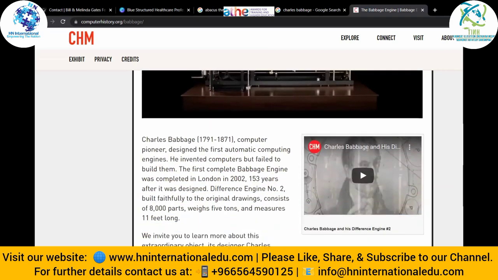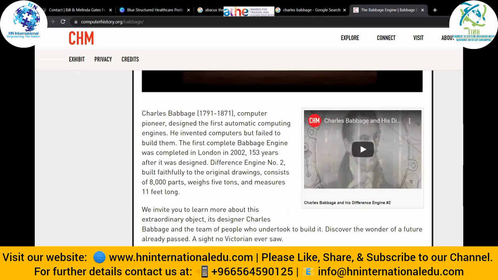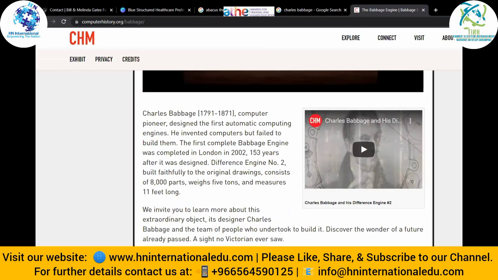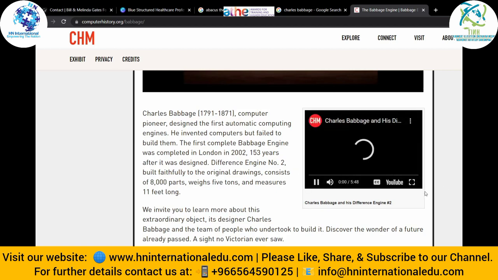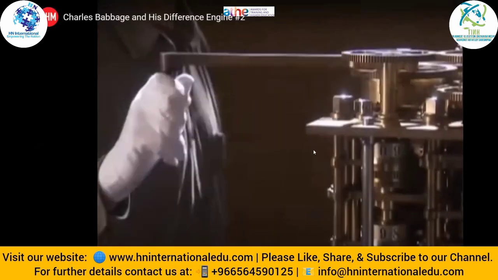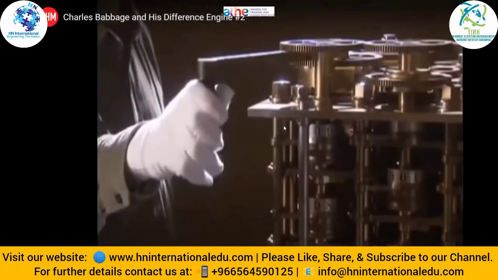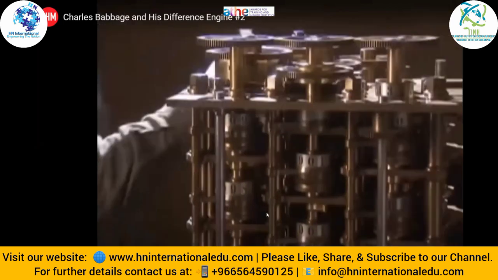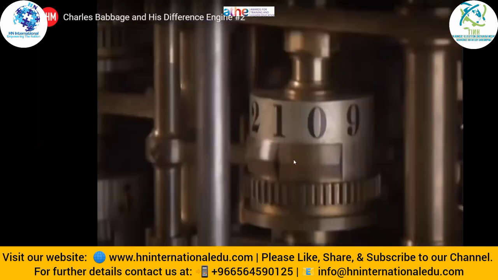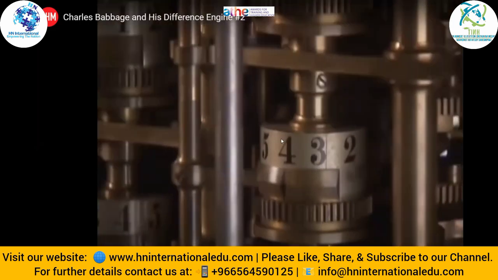Charles Babbage, as you can see, made the first computer 153 years ago with 8,000 parts, whose weight was 5 tons, and it was 11 feet long. This was also a computer, but it was not like the computers we use nowadays. It was a mechanical computer. If I can show you in a video. This was used to solve some mathematical problems. This was also a computer, but a mechanical computer. But not every person used to use this computer.